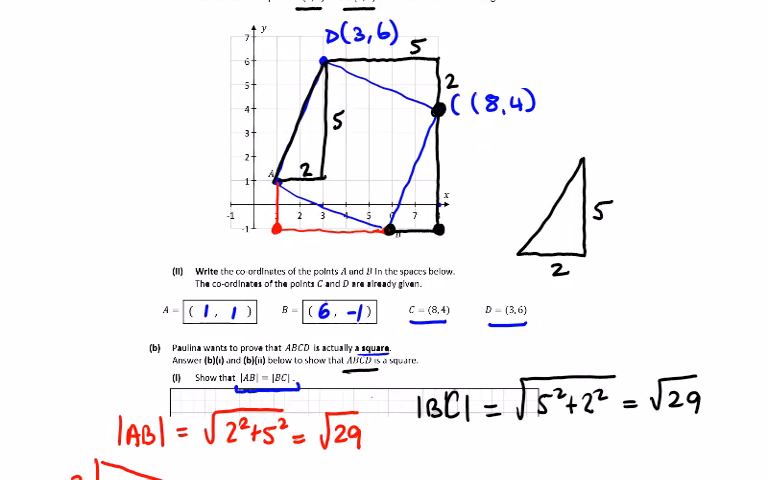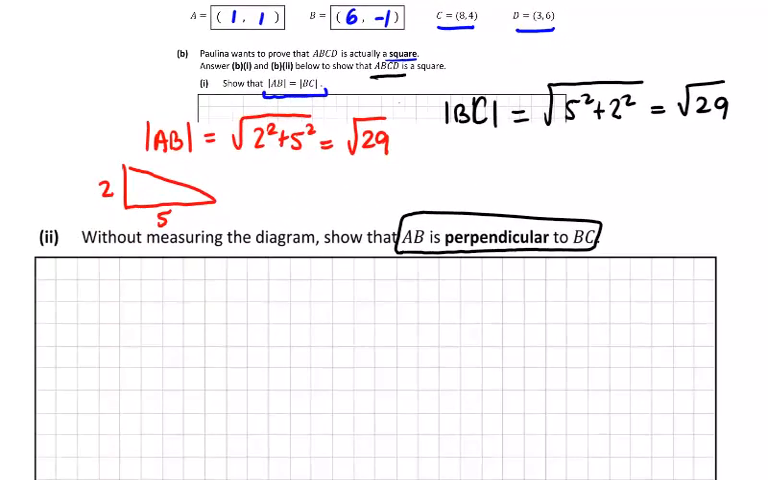AB and BC. We have this one here and this one here. So to show they're perpendicular, the angle needs to be 90. So there's a couple of ways to approach it. Or the product of the slopes m1 by m2 will always be equal to -1 if they're perpendicular.